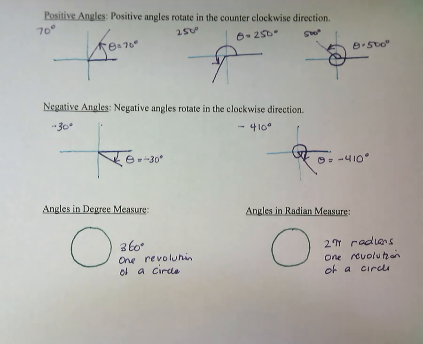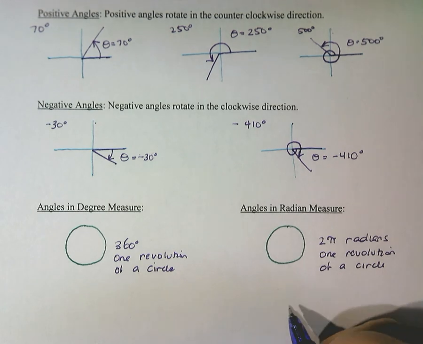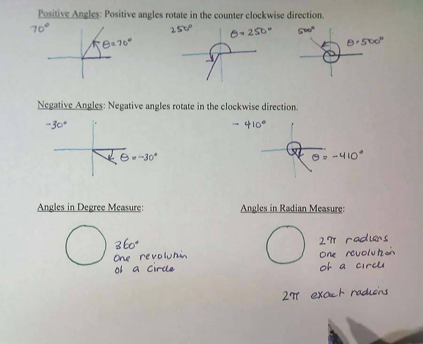And this is like learning a new language. I think better in radians because I use it more often. Upper level math classes, certain sciences will use radian measure more than they will degree measure. So it's just something to get used to. When I say 2 pi radians, this is an exact radians. Your book will say that it's a multiple of pi.